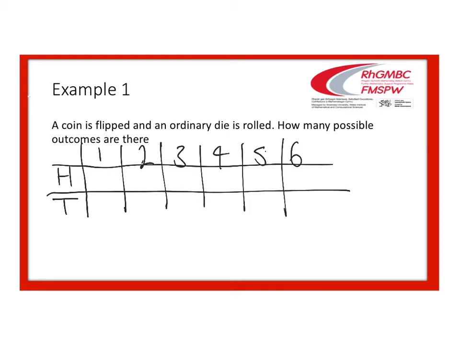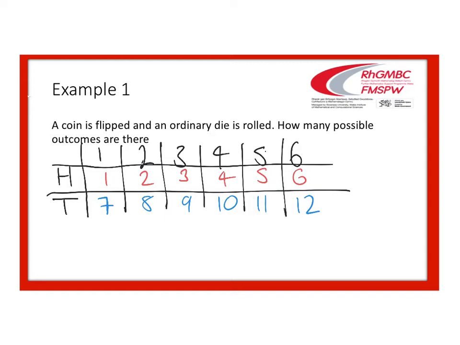So if I was to flip a head, I could then have 6 possible outcomes from my dice. And if I was to flip a tail, I could also have 6 possible outcomes, which would give me a grand total of 12 possible outcomes. Now, of course, I've counted them here, but that's not the most efficient way of doing things.